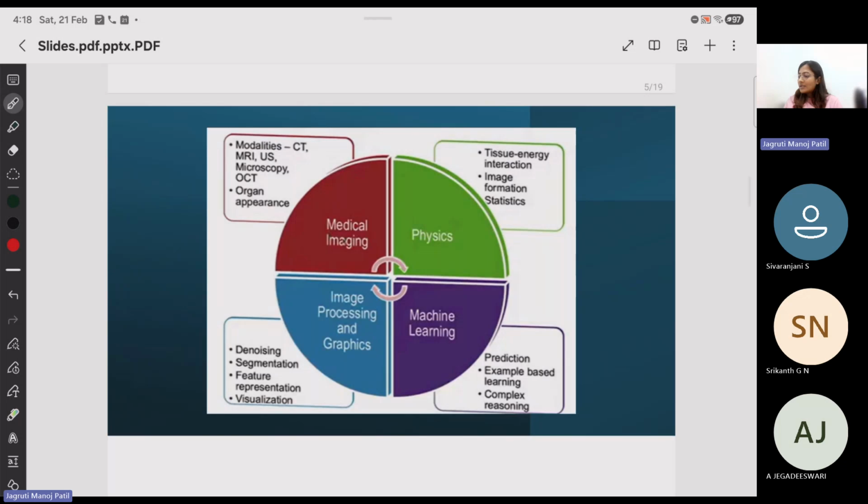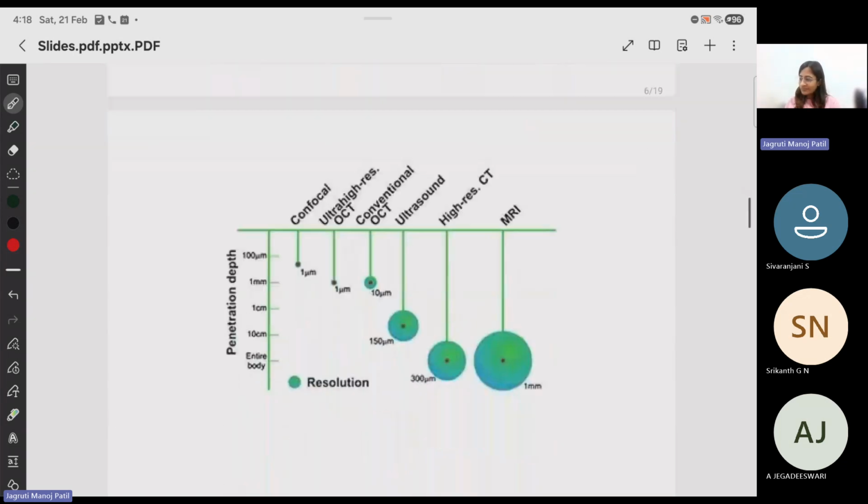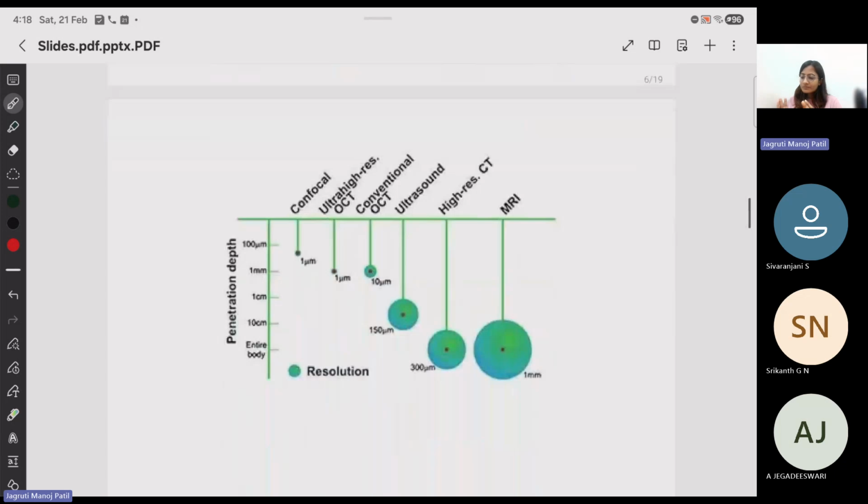Then you have the image processing and graphics techniques that we talked about before: segmentation, denoising, and visualization. And then you have machine learning. Of course, nowadays it does not even need an introduction. It's prediction, complex reasoning, classification, those things. So for our traditional imaging modalities, this is how the workflow goes.